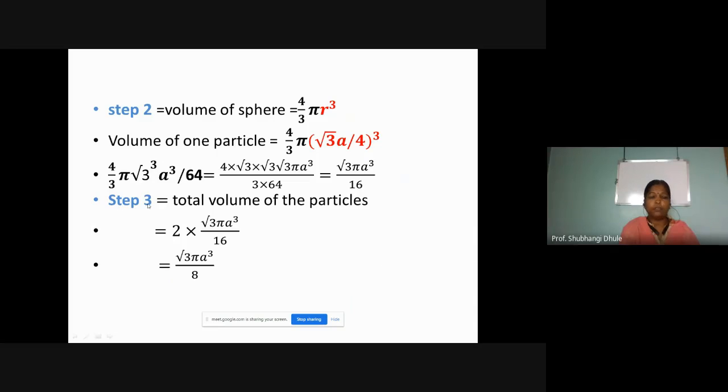And in step 3, we know that the BCC structure contains two particles. The number of particles present in the BCC is two. This is the volume of one particle or one sphere. Multiplied by 2, we get root 3 pi a cube upon 8. This is very easy: root 3 pi a cube upon 16 multiplied by the factor 2.